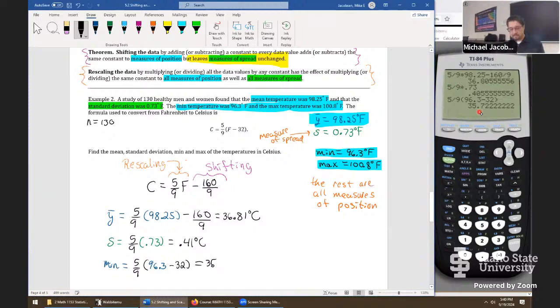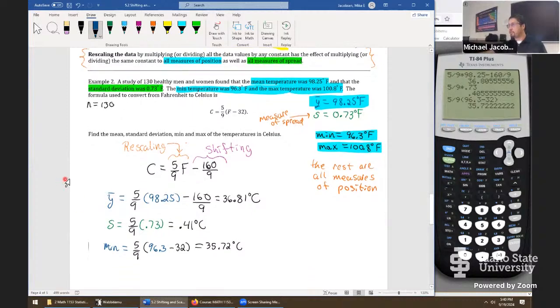So 35, let me fix the 5 first. That 5 is not much better. 35.72 degrees Celsius. So last one to go, the maximum. So max, just scroll for a bit here, is going to be equal to, again, either formula is going to work. Let's use this one again. I think it's actually faster to use now that we're past the odd one out, this measure of spread.